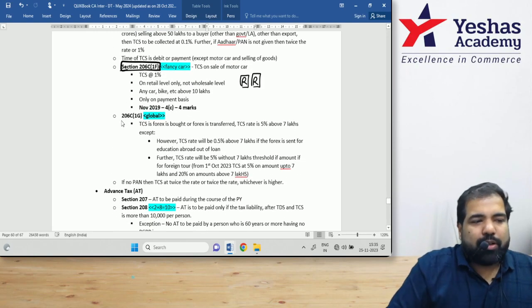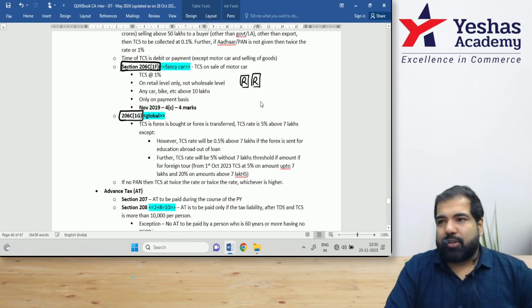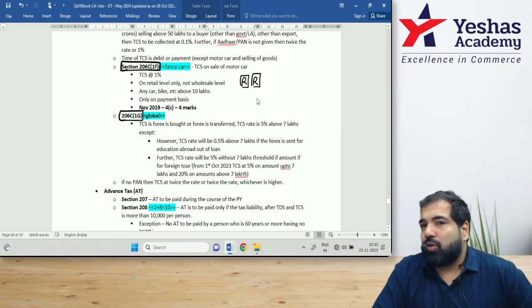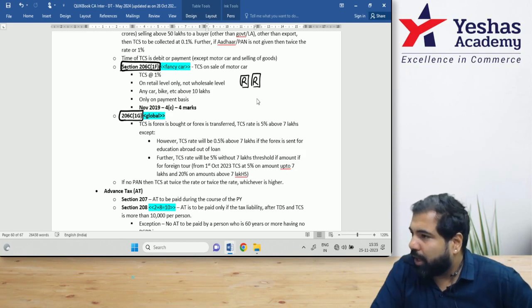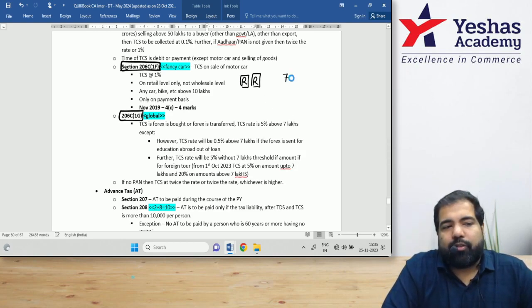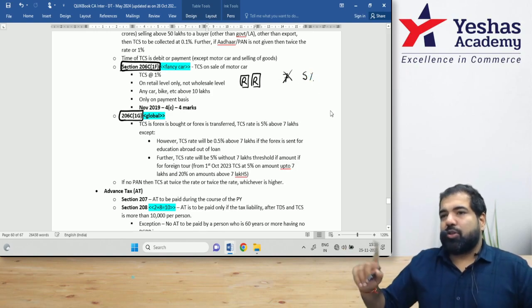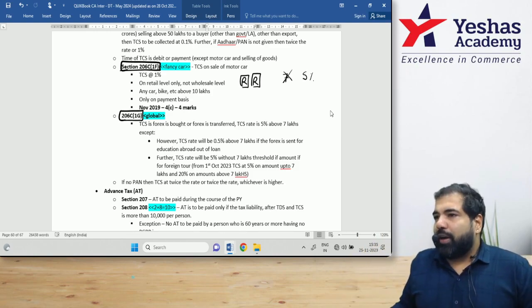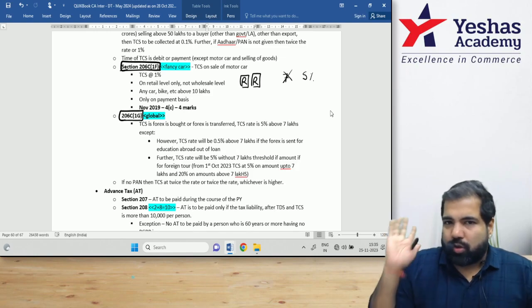Next, 206 1G. Guys, here you are going global, either for travel, education and medical, or education on loan, or for the LRS scheme of RBI. In this case, the limit is always 7 lakh. Only for travel the limit is not there. The rate is always 5%. Only for education loan, it is 0.5%. And now the 5% has changed to 20% for LRS and travel, not for education and medical.